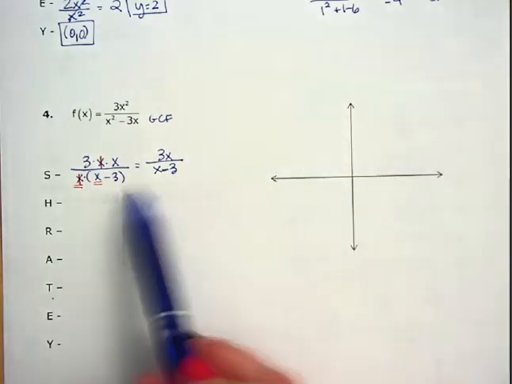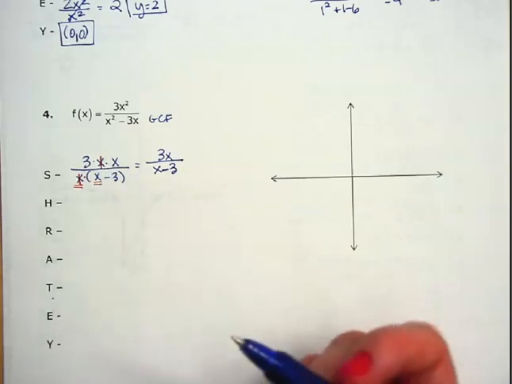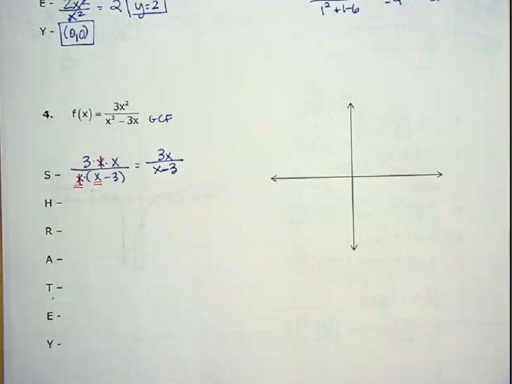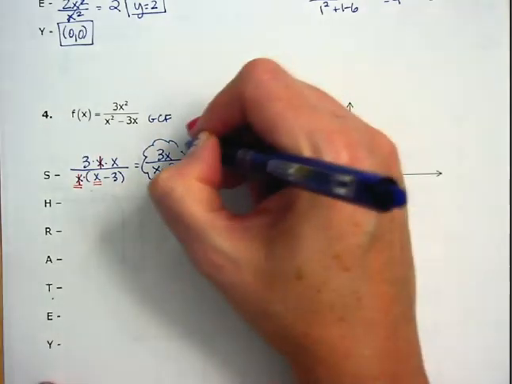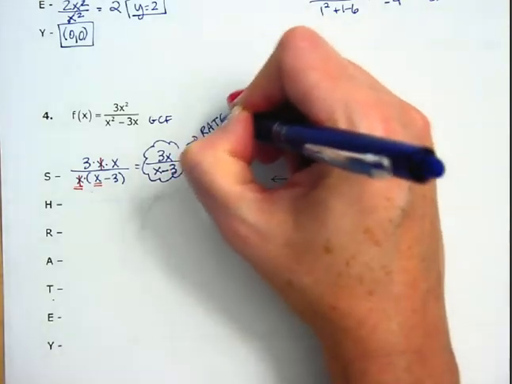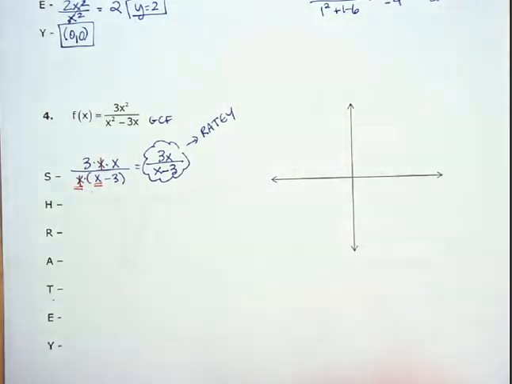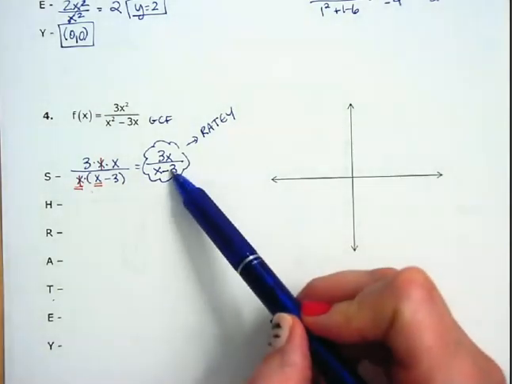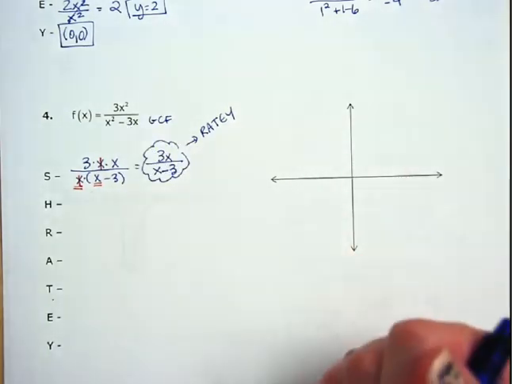Now this is the first time we have actually had a factor cancel. And so here's what we're going to do with that information. Well, actually, before I even handle that, here's what I want to say. This new equation is what we are going to be using for the SHRATEY section. This is the equation for my graph now. I've simplified to this. I will be focusing on this instead of the original form.